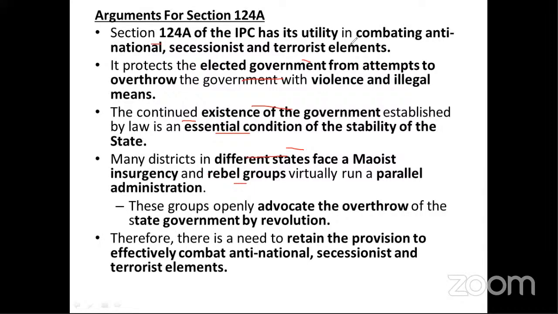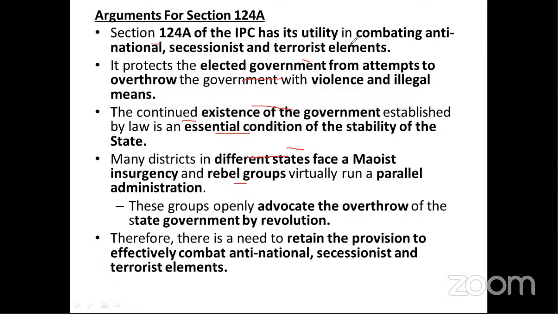So the government said that this sedition law should continue in our country, because this is one tool through which we are able to combat these anti-national elements, those who are raising a voice, deliberately making a situation where violence starts. Such anti-national activities should be completely stopped if we have a tool like the sedition law. So the government is in favor.